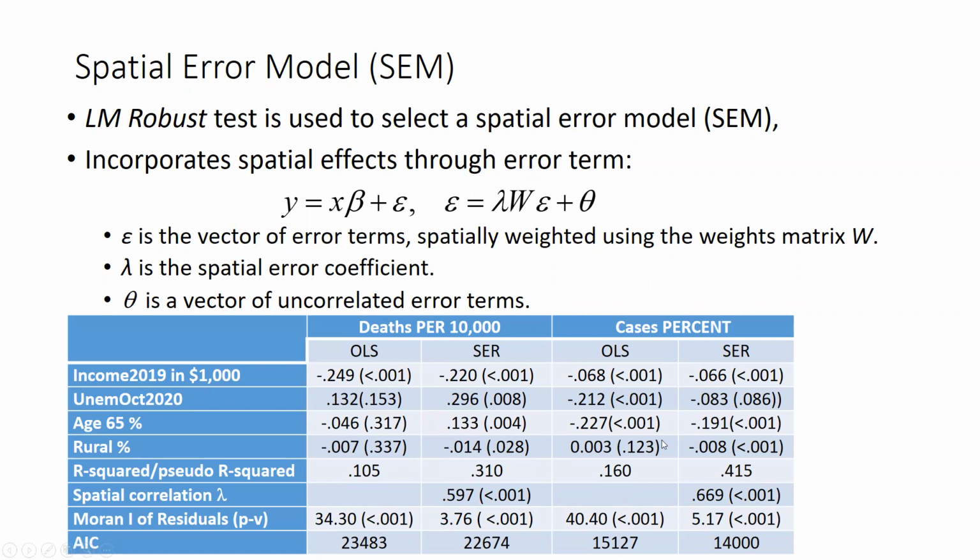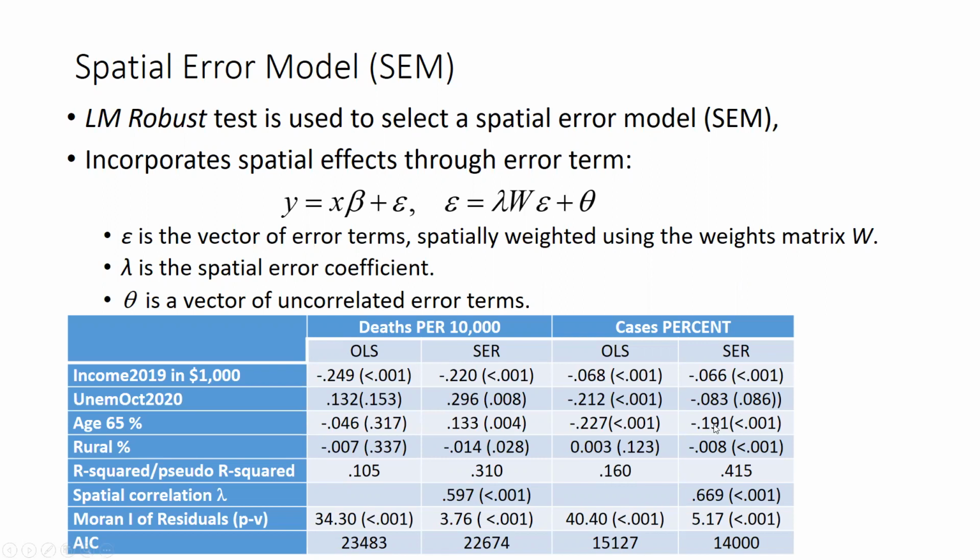Now let's examine the COVID-19 case model here. The median household income is estimated as -0.066. For a 1,000 increase in the median household income, the expected case is decreased by 0.066% of the population. Okay.